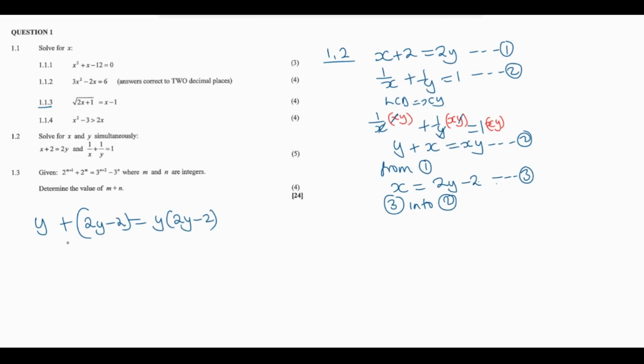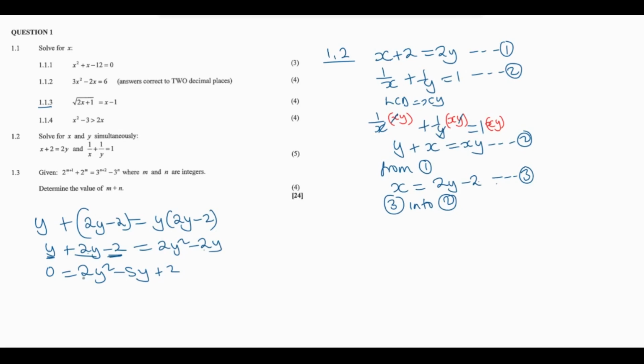Then let's remove the bracket. y plus 2y minus 2 is equal to 2y squared minus 2y. Right. Let's get our standard form. 0 is equal to 2y squared minus 2y, transposing, minus 4y minus y is going to be negative 5y. We transpose negative 2, it becomes plus 2. So this is our standard form. Now we have to factorize this. You can use the quadratic formula if you want, but factorization will be faster.